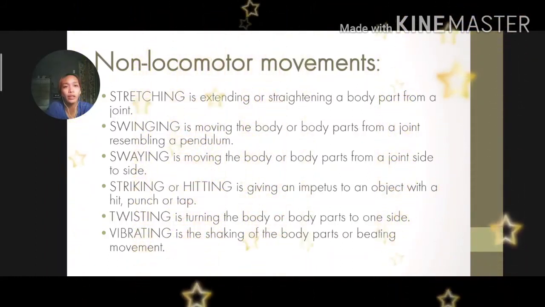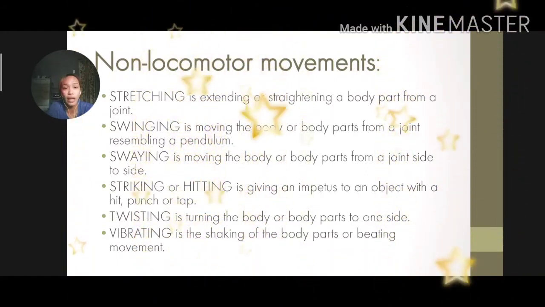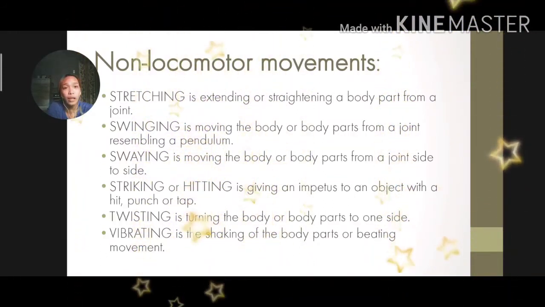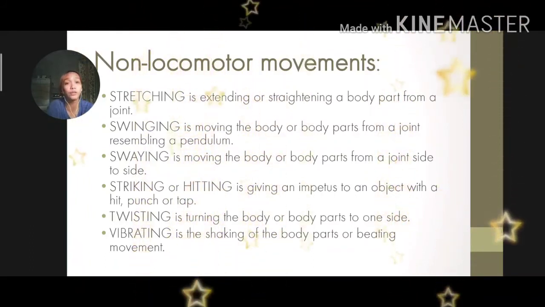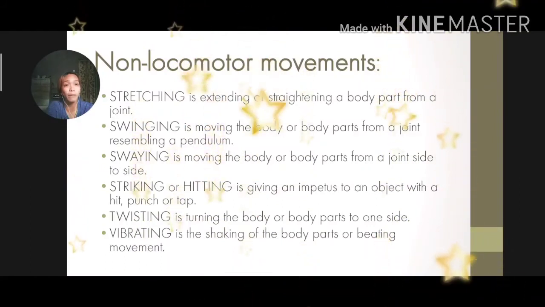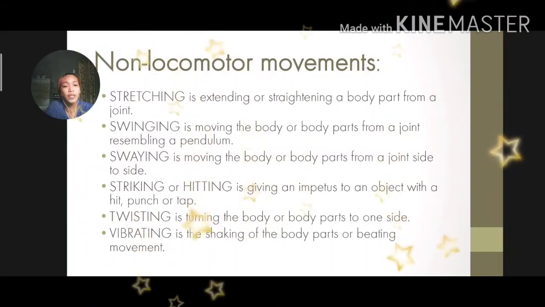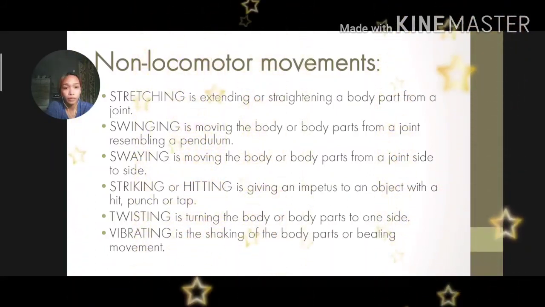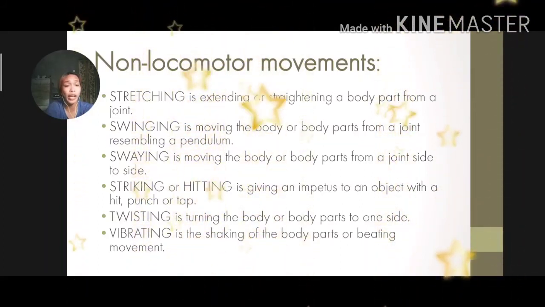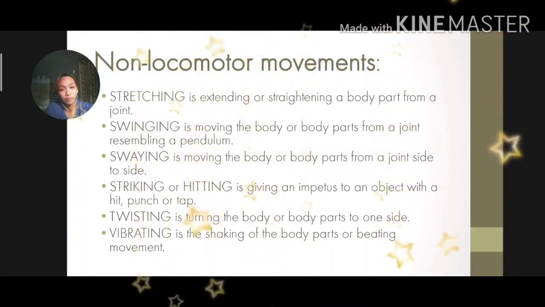Next, we also have twisting. Twisting is turning the body or body parts to one side. For example, head twist and trunk twist. And for the last axial movement, we have vibrating. Vibrating is just simply shaking off the body parts or beating movement. Example, shake arms and hands rhythmically, shake hips and shoulders to rhythmic pattern, and vibrate entire body rhythmically. So those are examples of vibrating.